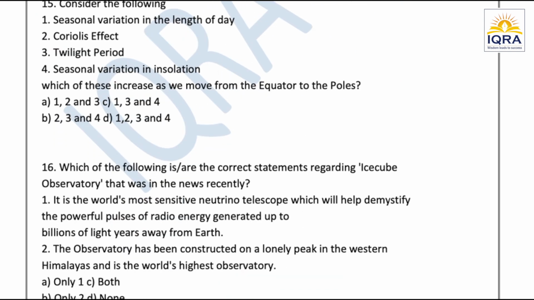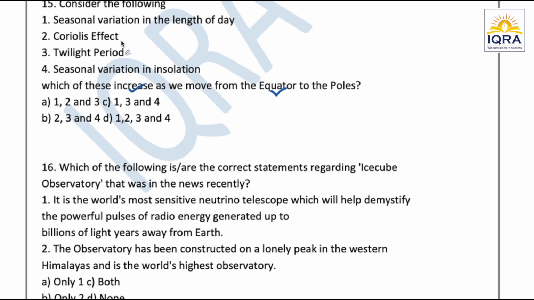Moving on to the next question, question number 15. Consider the following. Statement 1, seasonal variation in the length of the day, Coriolis effect, twilight period, seasonal variation in insolation. Which of these increases as we move from equator to the poles? So seasonal variation in the length of the day, of course it increases. Coriolis effect, yes, it definitely increases. See, it is the invisible force that appears to deflect the wind, right? And it is determined by the mass of the object and the object's rate of rotation, right?